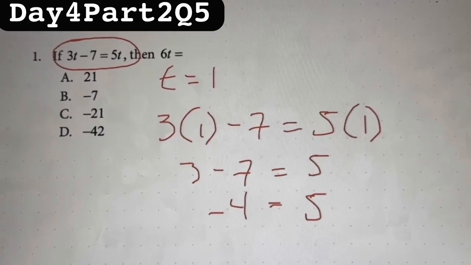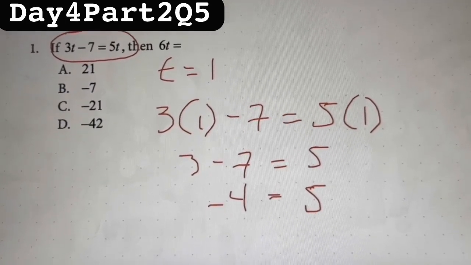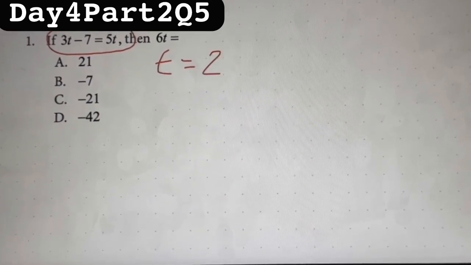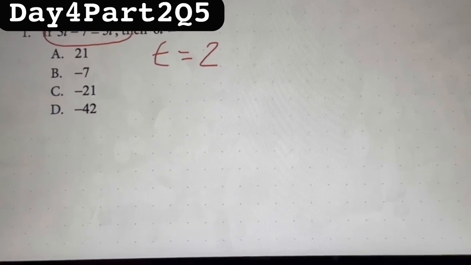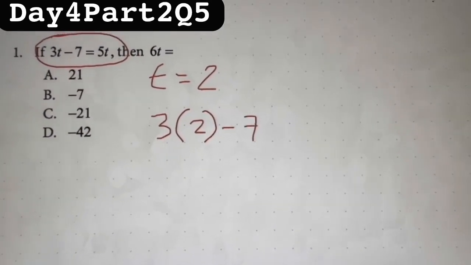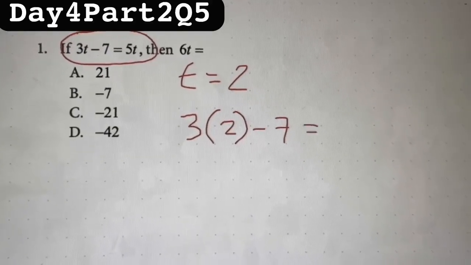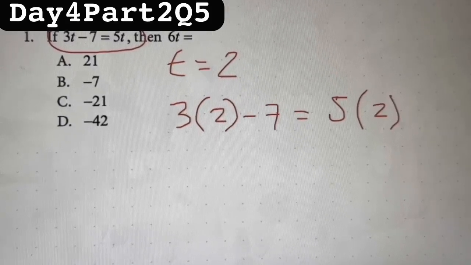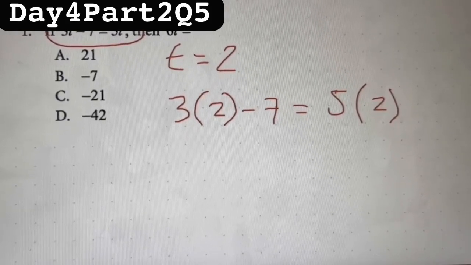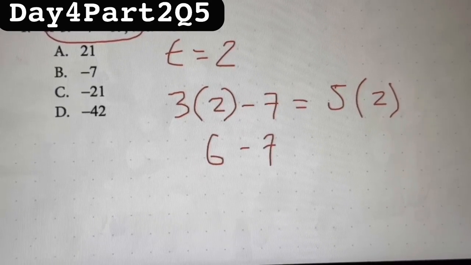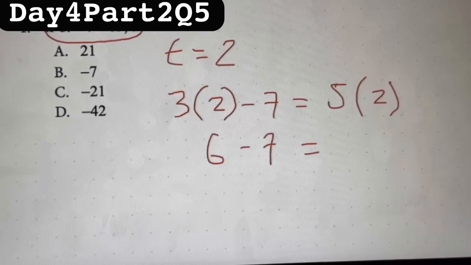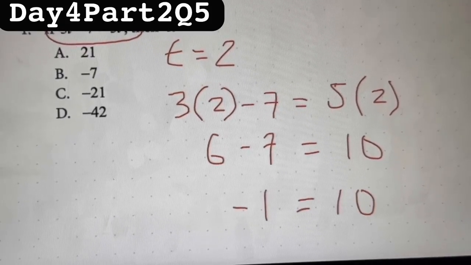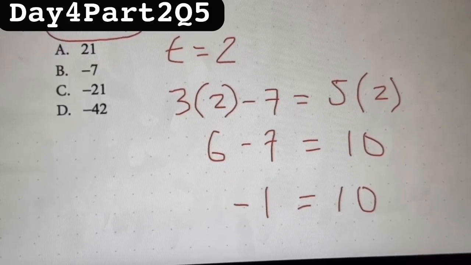So let me increase t. I'm going to make t 2 and see if I can get closer to a true statement. So t is no longer 1, t is going to be 2. I'm going to plug in a 2 for t into this equation. So I get 3 times 2 minus 7 equals 5 times 2. Simplified, I get 6 minus 7 equals 5 times 2, which is 10. 6 minus 7 is negative 1, equals 10. Okay, I'm just as far away, maybe even a little farther away. That's just not a true statement.